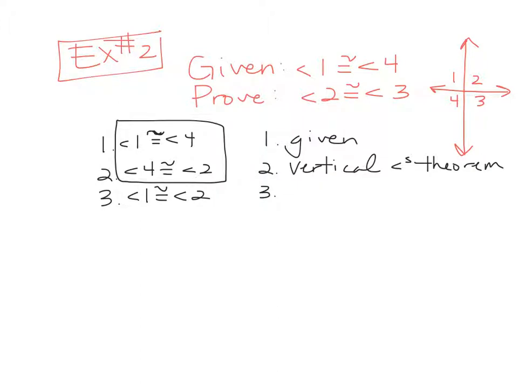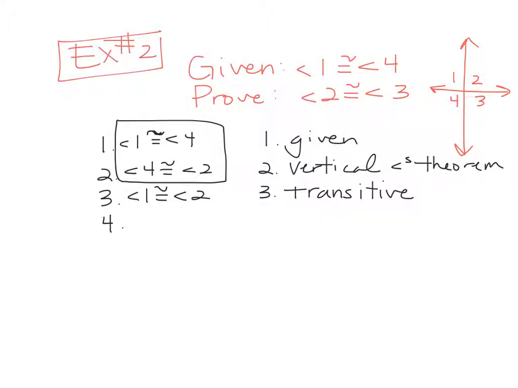Just listen. So what you're going to say here is the transitive property, but if you told me substitution, I wouldn't mark you wrong because technically you are substituting the 2 in place of the 4, okay? So transitive and substitution, very similar. Okay, so we said 4 congruent to 2 vertical angles, so 1 is congruent to 2 by the transitive property.